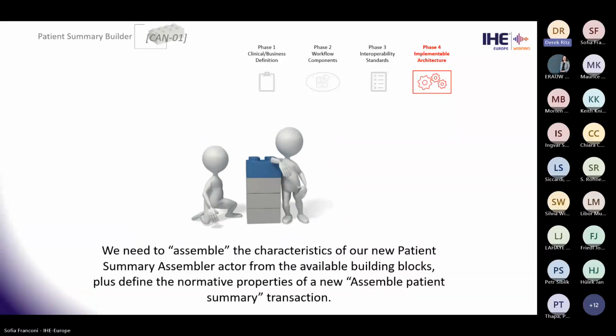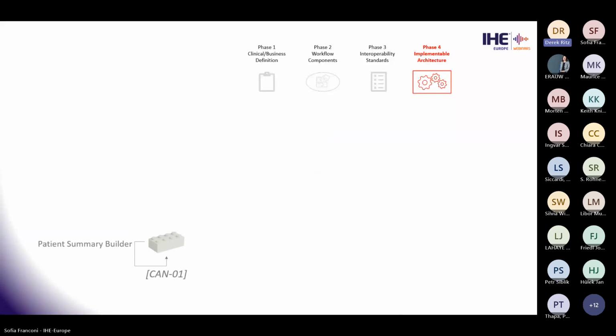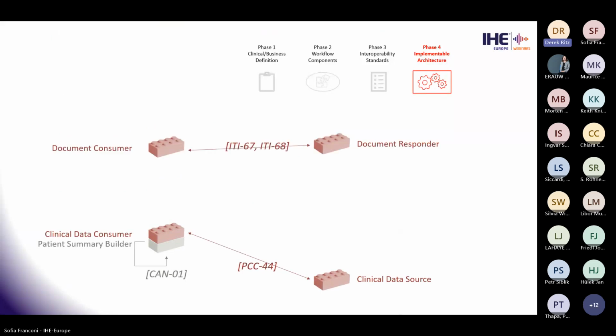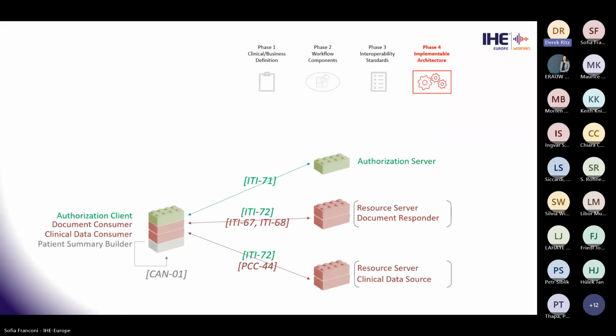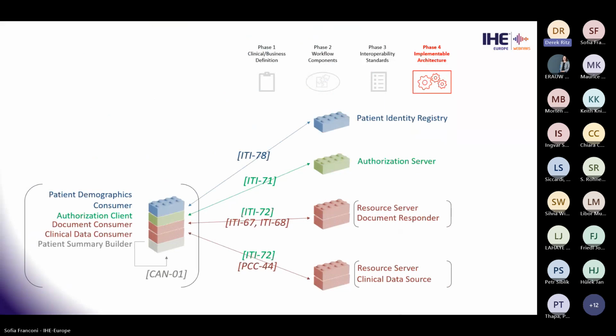So the builder would be grouped with the clinical data consumer, grouped with a document consumer, the authorization client, and the patient demographics consumer. And so a digital health solution that would do this building would have to be able to be grouped with these 5 Lego blocks together. Of course, these 5 Lego blocks communicate with other services.